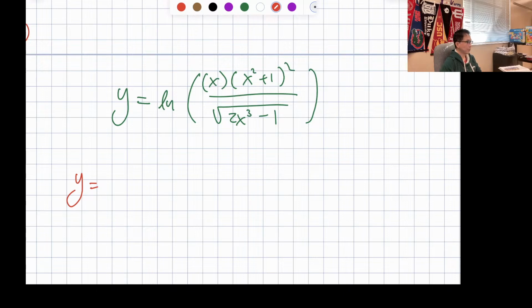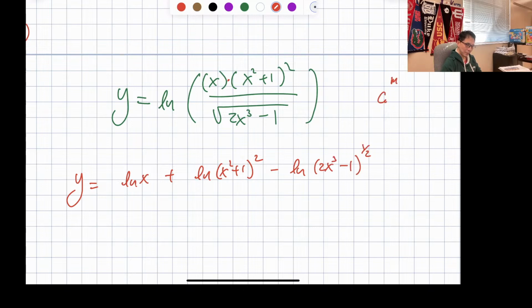Can I break it up into small pieces? Did you do that? This is multiplication. This is division. Multiplication becomes addition, right? So it'll be ln of x plus ln of (x squared plus 1) to the square. Is that okay? Minus ln of (2x cubed minus 1) to the 1/2.